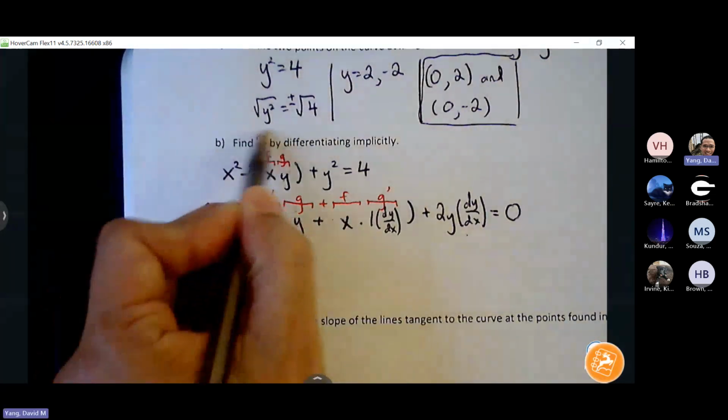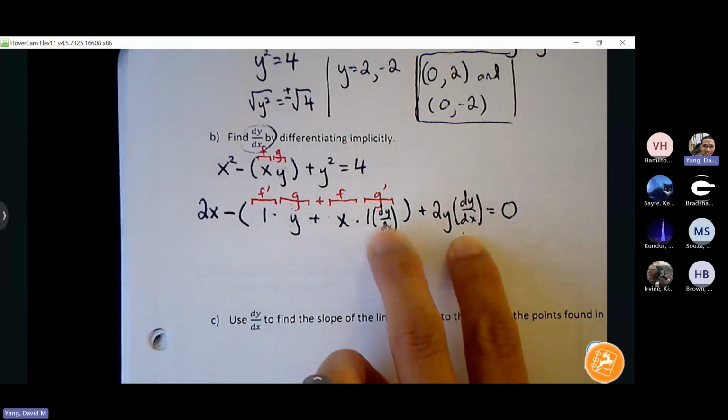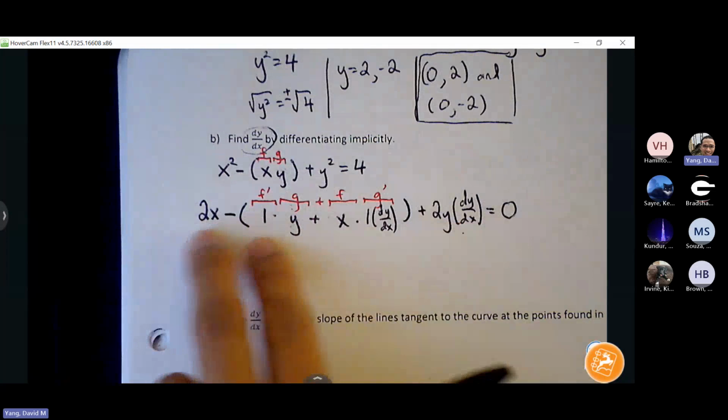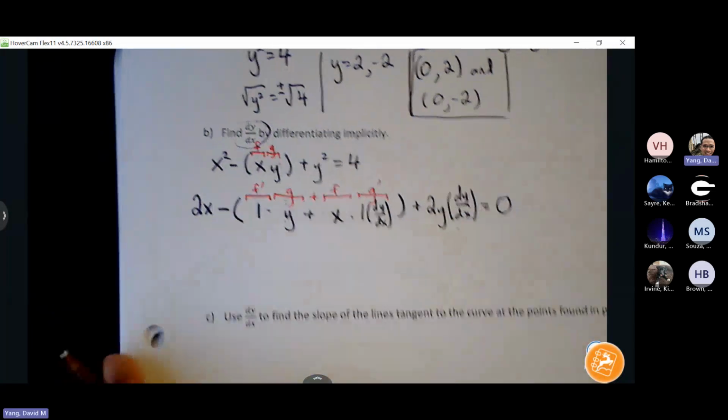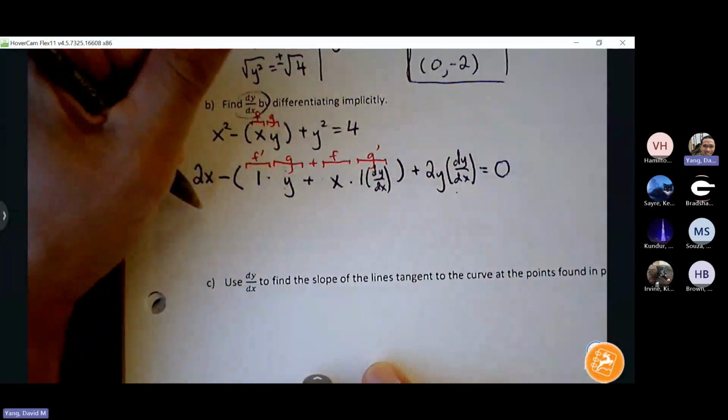Okay, so now we're asked to find the derivative, dy dx. We have our dy dx variables show up. So now we just have to rearrange and find a way to get dy dx by itself. I'm going to distribute the negative through.